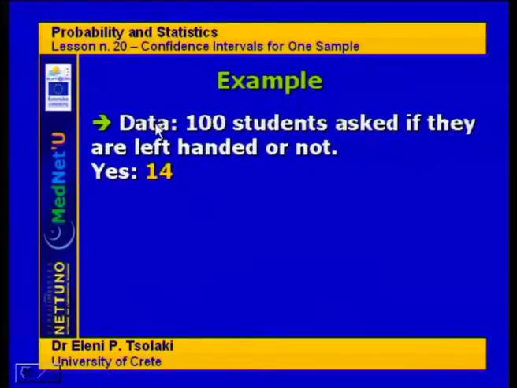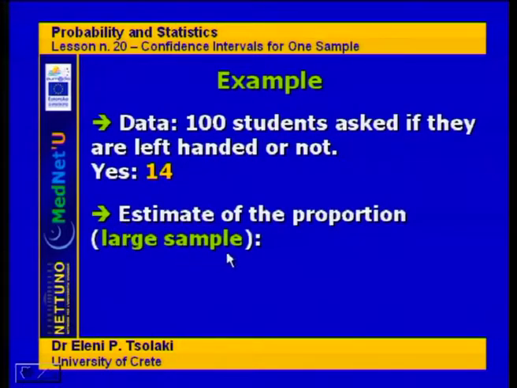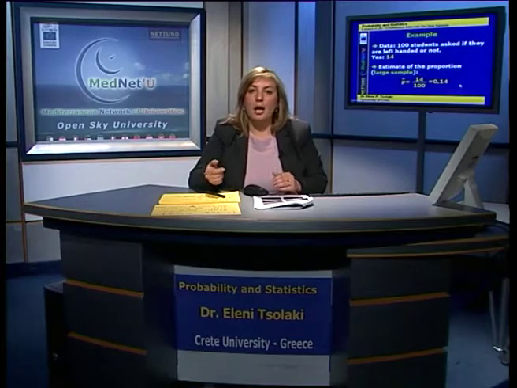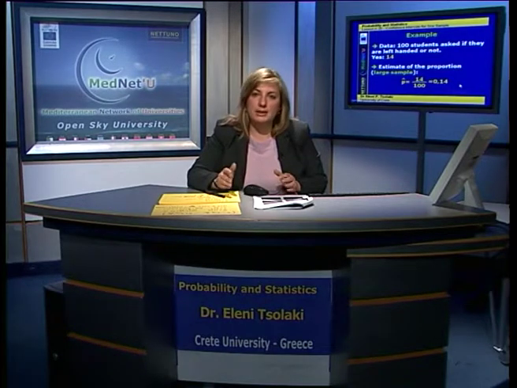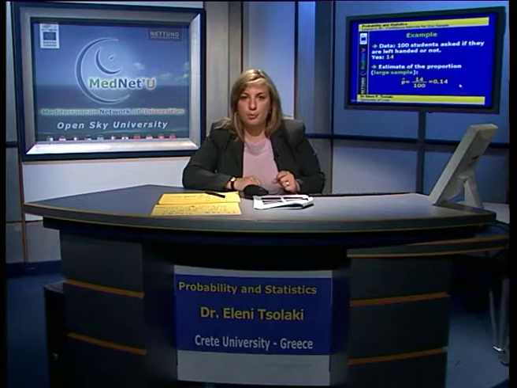We have data: 100 students were asked if they are left-handed when they write or not, and 14 out of 100 answered yes. Now, an estimate of the proportion, since we have a large sample, is given by X divided by N, 14 out of 100, 0.14. And now we are going to construct a confidence interval for the proportion.